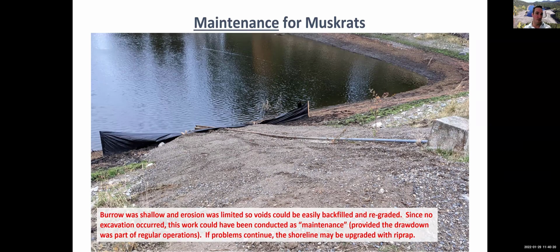In this case, they dealt with the muskrat by sort of making a deal with the local trapper. But you can also install mesh or deterrents, right? The idea is to avoid conflict wherever possible. And oftentimes it just requires a little bit of filling in. So the burrow was shallow and erosion was limited, so voids could be easily backfilled and regraded. Since no excavation occurred, it fell under maintenance, right? And also because they were able to draw down that reservoir.